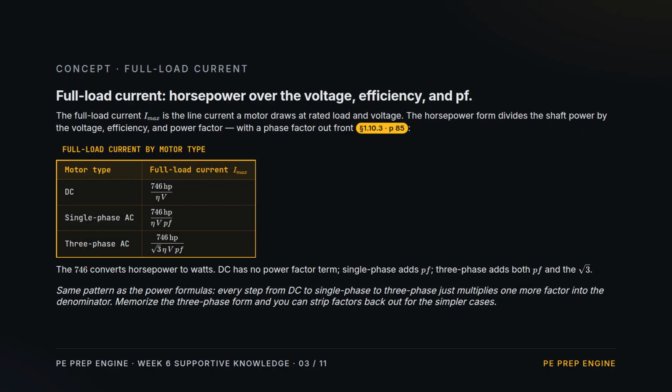Full load current is the line current a motor draws at rated load. The horsepower form puts shaft power on top and the voltage, efficiency, and power factor underneath, with a phase factor out front. Direct current has no power factor term. Single phase adds the power factor. Three-phase adds both the power factor and the √3. The 746 converts horsepower to watts. Learn the three-phase form, and you can strip factors back out for the simpler cases.